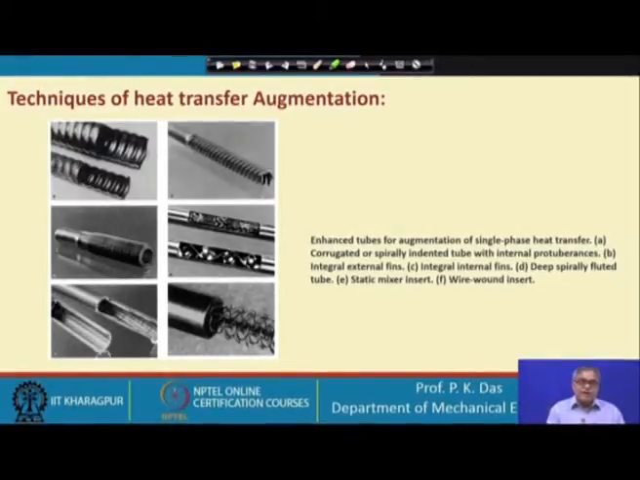Below what we can see, here we have some sort of a tape insert in this diagram. We have a tape insert inside the tube. So, the heat transfer will increase. Here the last one, we have some sort of wire insert inside the tube, which will give good mixing and better heat transfer.